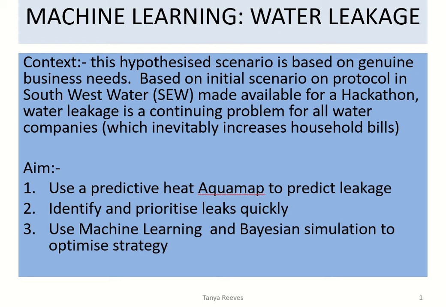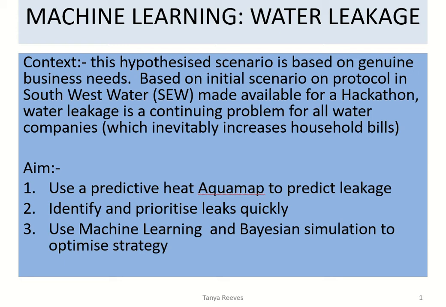Water leakage is a massive problem for all water companies where they have a large infrastructure. Leakage happens all the time, and they have to try and combat this. So I was thinking about how tech can help on this problem, and my suggestion was to use a predictive heat Aquamap to predict leakage. So high heat means a lot of leakage basically on the Aquamap.